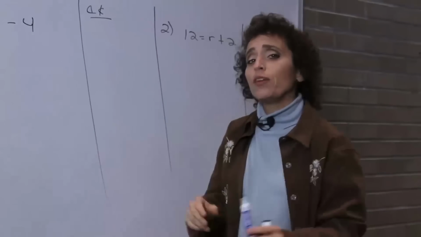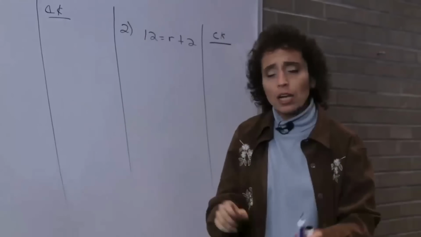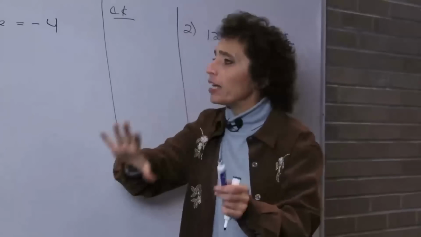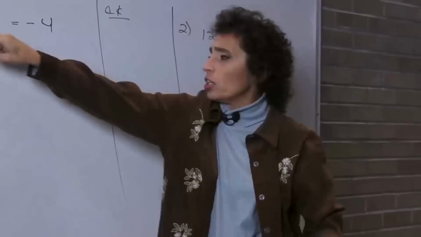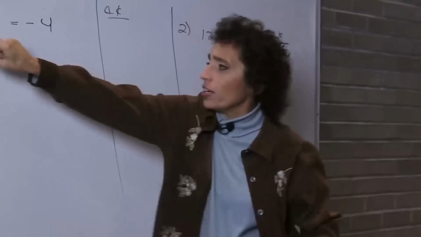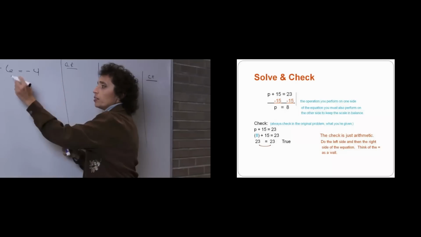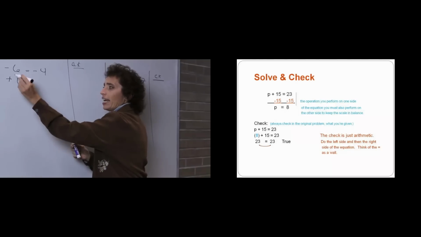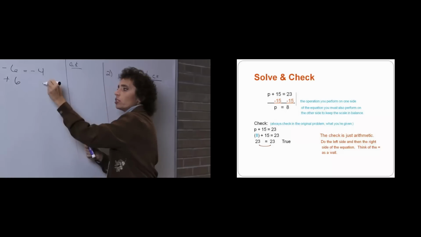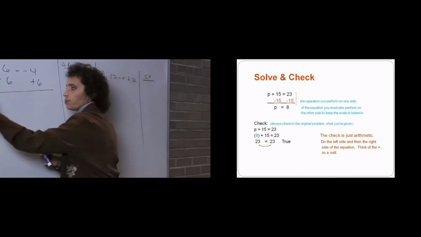I'm also not going to move anybody who doesn't have friends. What does that mean? That means I'm not going to move anybody who doesn't have a like term on the other side. Sorry, there's an a on this side, but not an a on this side. So I'm not touching the a. So the 6 is going. So I'm going to add 6. Why did I add 6? Because it's the opposite of subtraction. I'm going to add 6.